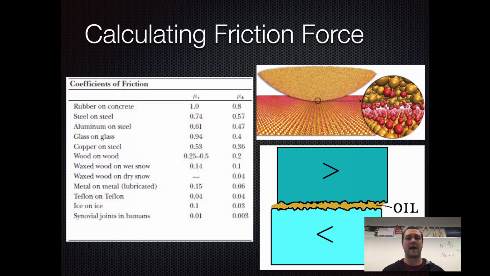So that is what we have for friction: being able to calculate it, being able to conceptualize it, and being able to understand that we have a difference between what happens for friction when we're not in motion versus what happens with friction when we are in motion.